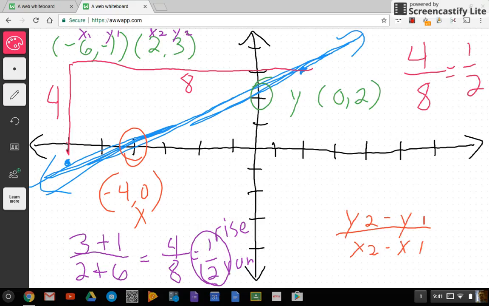Okay, so this should help you to calculate slope using both the formula and using the 2 points on your chart. Figure out what your x-intercept and y-intercept is.